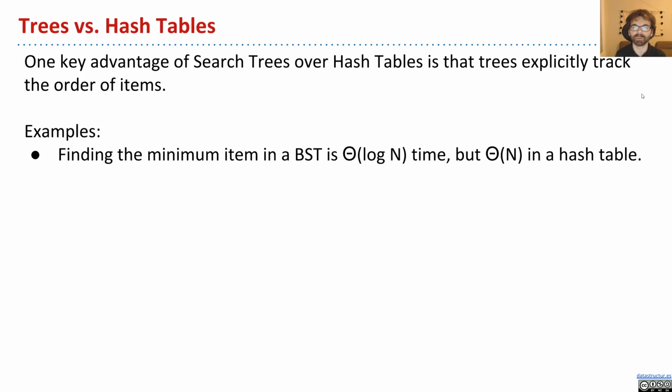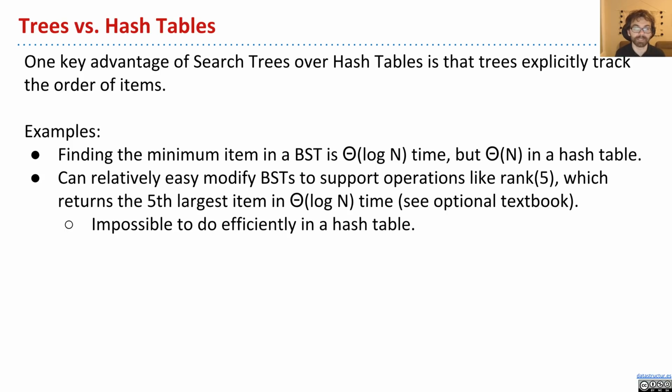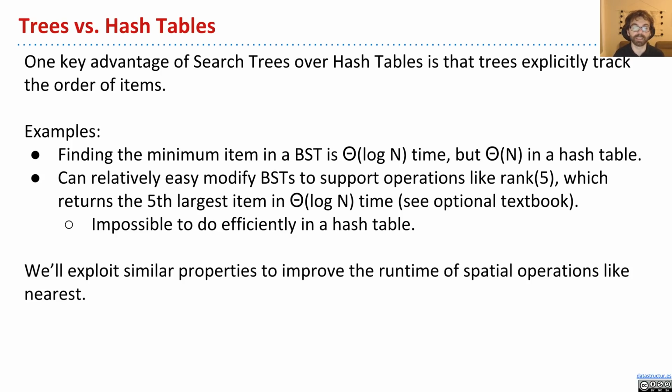There are other examples that you can try out with binary search trees, other features you can add. So for example, it's pretty easy to modify a binary search tree to support operations like rank, where you say, give me the 5th largest item or whatever. If you're curious how that would work, you can see the optional textbook, but essentially binary search trees are all about order. So they let you do cool ordered operations. And just like we had with finding the minimum, it is generally impossible to do that efficiently in a hash table. So it is also theta n.